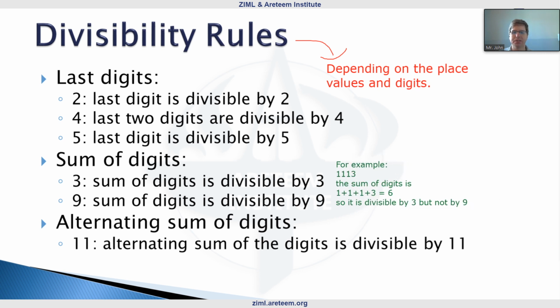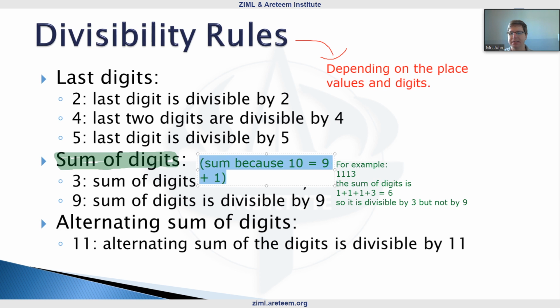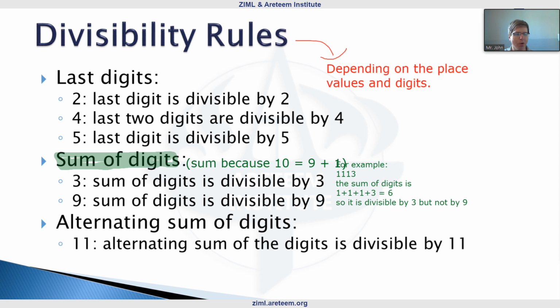So these are our sum of the digits rules. Does anybody know the rough idea why this sum of the digits works? Again, it's going to involve 10, but you want to think of a sum because 10 is 9 plus 1. And of course, 9 is 3 times 3. So this is roughly where the sum of the digits comes from. Of course, you need a little more care when you're doing this.